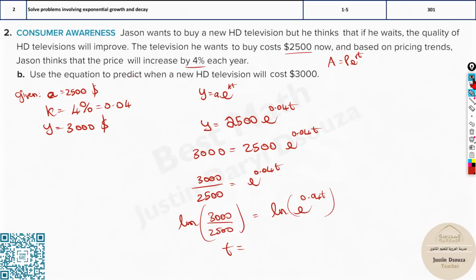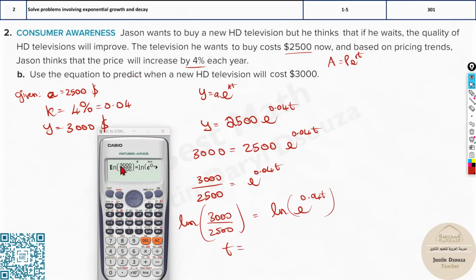That will be the time it will take for this television. If it increases every year at the rate of 4%, after how many years will it reach 3000? I have already substituted, because we did the same thing in the first question as well. So here we have 3000, 2500, ln, 0.04, and t is alpha x. Alpha is this symbol, and x is over here. When you press that, you'll get the variable x.